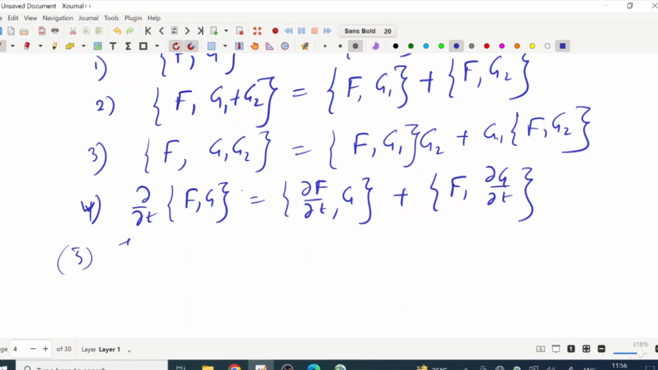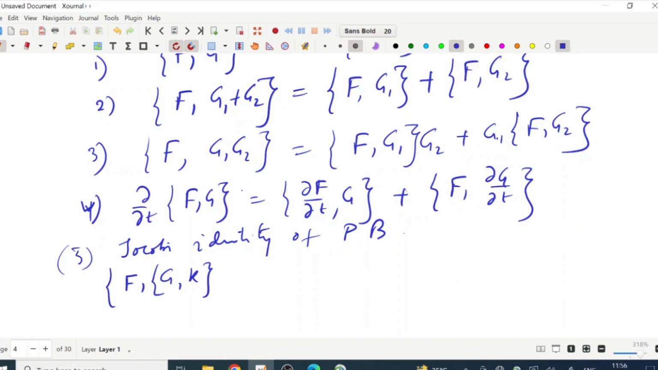So, Jacobi identity of Poisson bracket. You must have seen the Jacobi identity for matrix multiplication. Now, Poisson bracket also satisfies the Jacobi identity. Let me write this Jacobi identity and then I will explain. If you have three variables f, g and k.